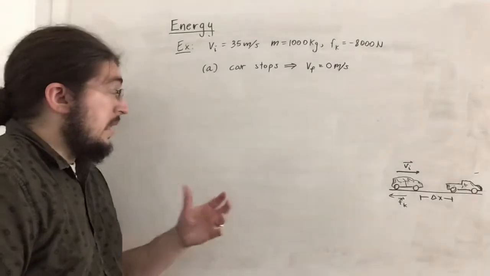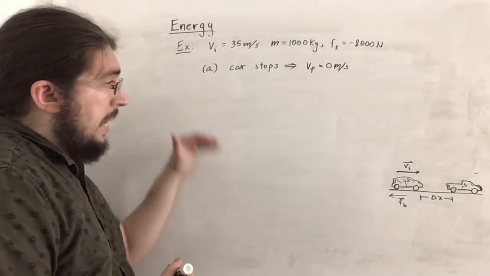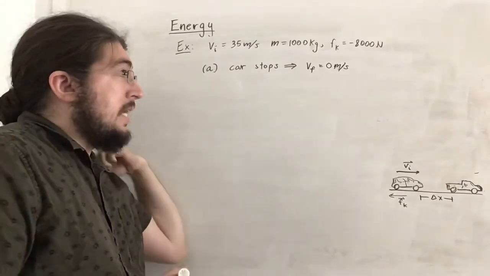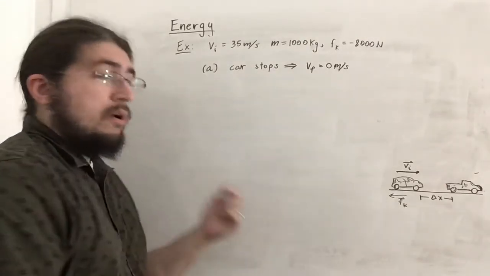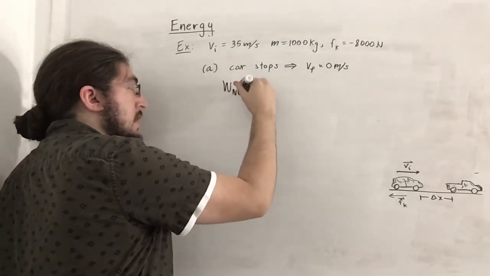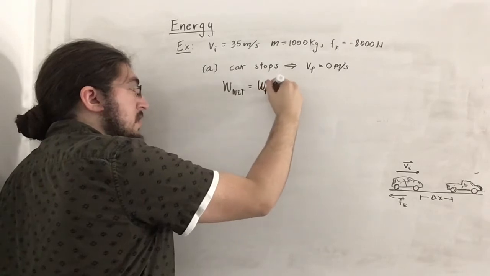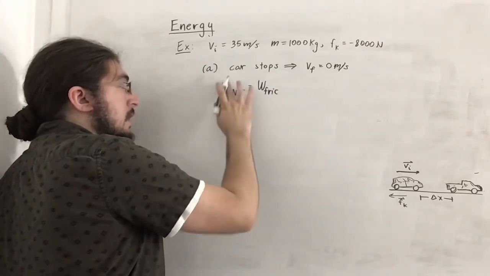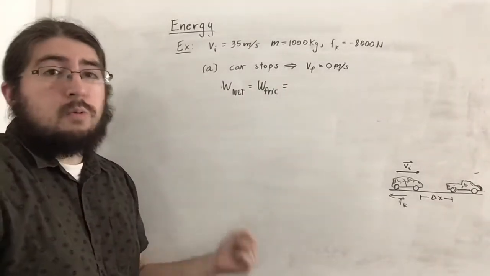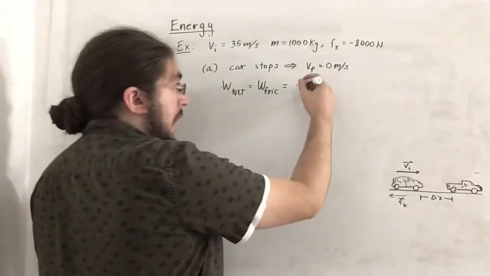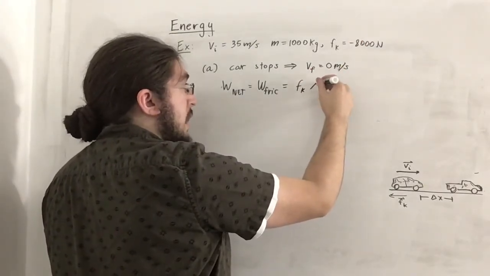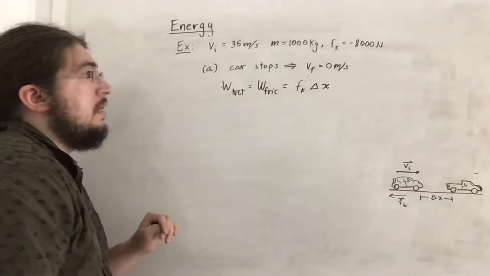Alright, so I've erased a bunch of things, and we're going to start here with A. Here we know the car stops, so that means the final velocity is going to be 0 meters per second. And we're going to consider the work that the brakes do on the car. So our net work is going to be the work due to friction, so we can call it W sub fric. And notice that work is force times distance. So we have the force, it's Fk in this case, and we have the distance, that's just delta x. But that's what we're trying to find.